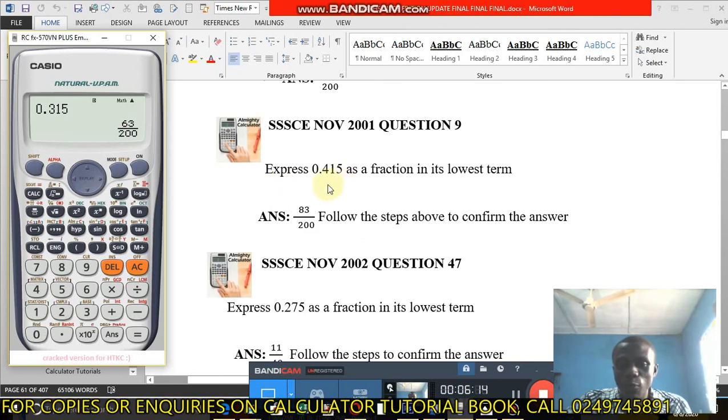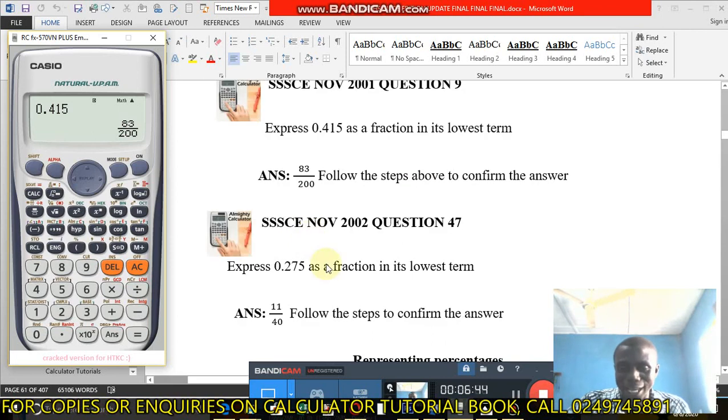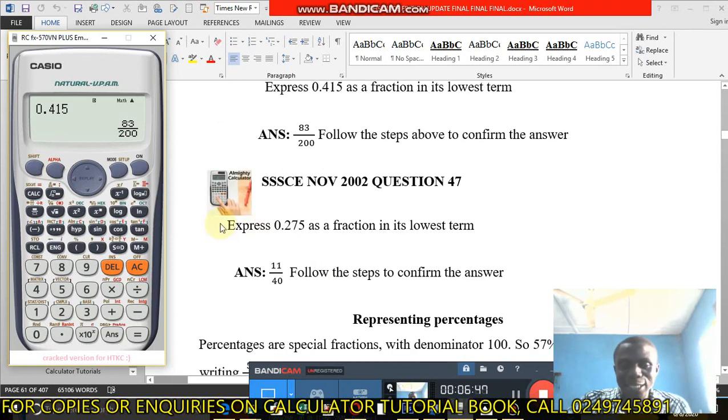Let's go to SSCE November 2001, question 9. We have to also express 0.415 as a fraction in its lowest term. So we first enter the decimal in the question, 0.415. Then we press equal to. We follow the steps in the previous question above. So you see, we are getting 83/200.